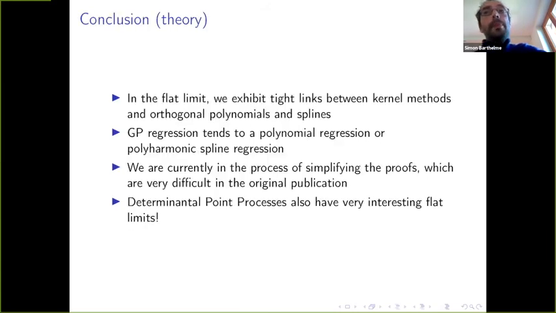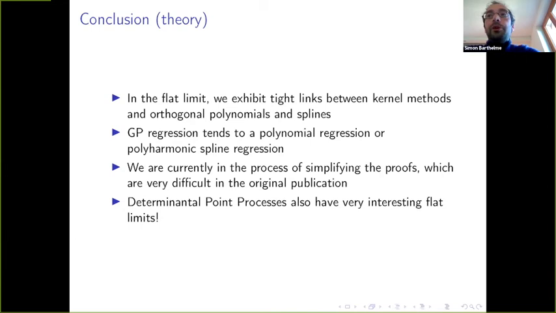Okay, so in conclusion, from a theoretical viewpoint, we have tight links between kernel methods on the one hand, and orthogonal polynomials and splines, which show up in different places. We can show that Gaussian process regression tends to a polynomial regression or polyharmonic spline regression.